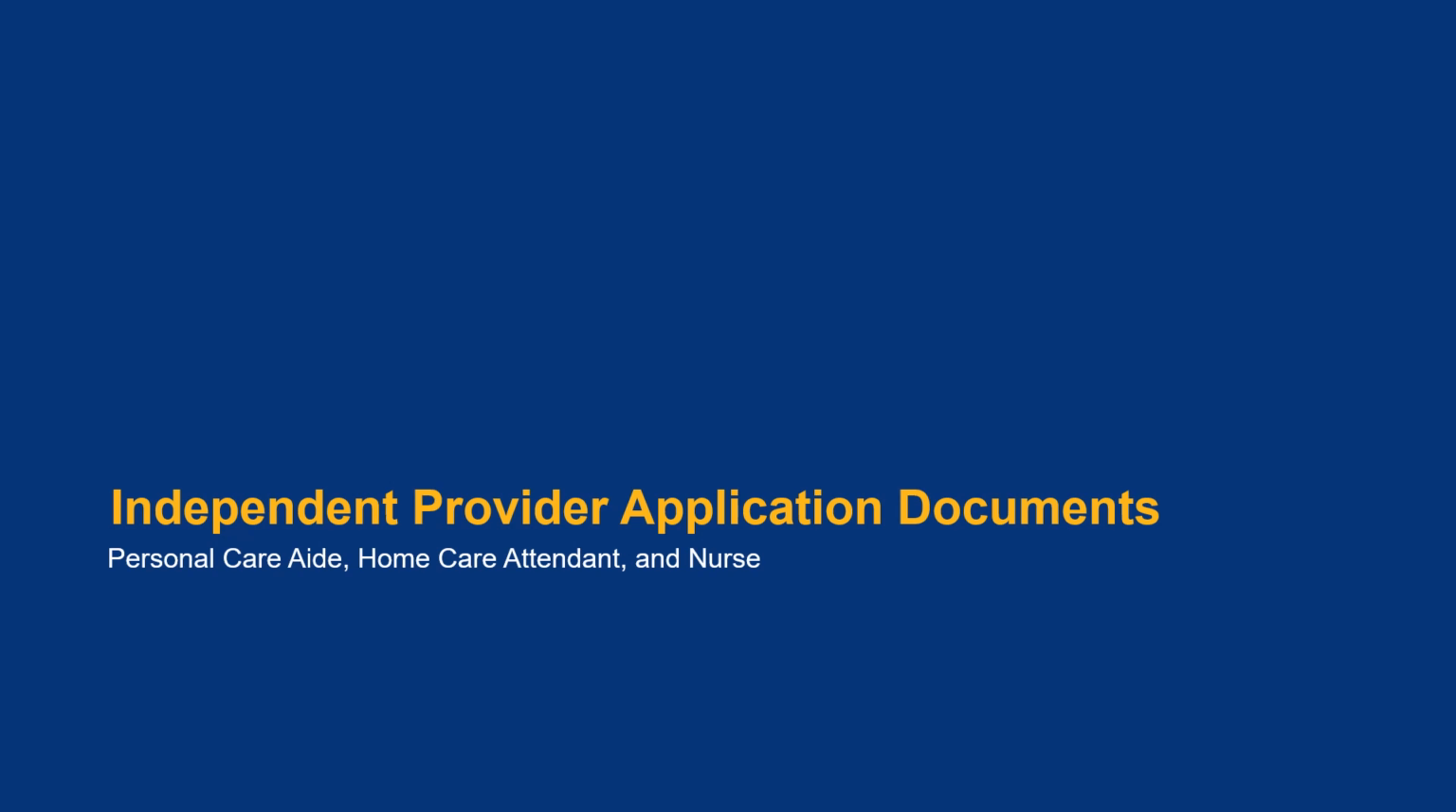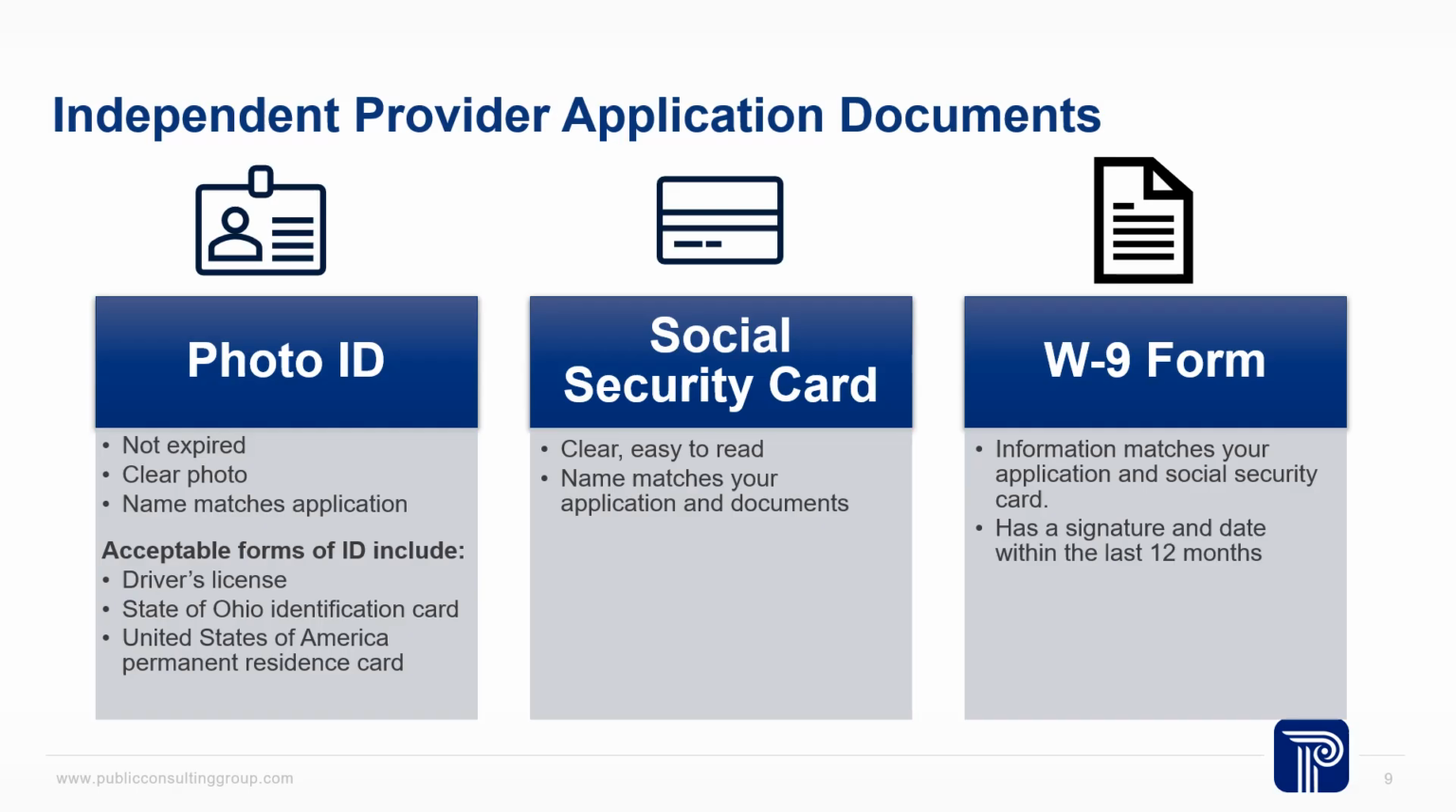Next, let's review the documents which are required for all independent or non-agency provider applications. A government-issued photo ID is required. This document needs to be current, not expired, with a clear photo and name that matches your application. A copy of your Social Security card is required. The card needs to be clear and easy to read. The name on the card will need to match your application and W-9 form. The number on the card must match the number on your application and W-9 form.